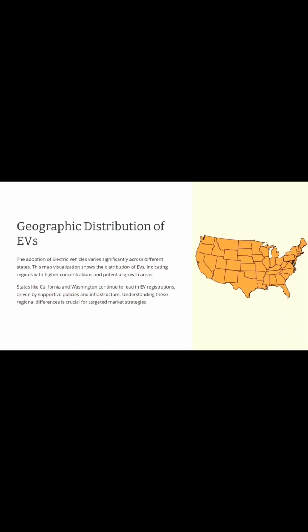Geographical distribution of EVs. The adoption of EVs varies significantly across different states. States like California and Washington continue to lead in EV registration, with more and more bookings and output from these two states.